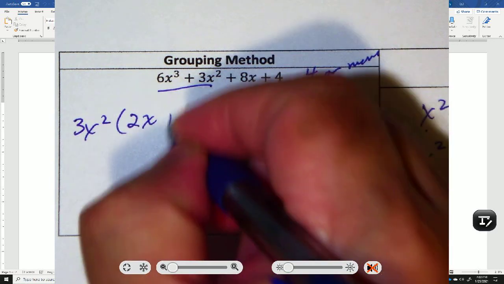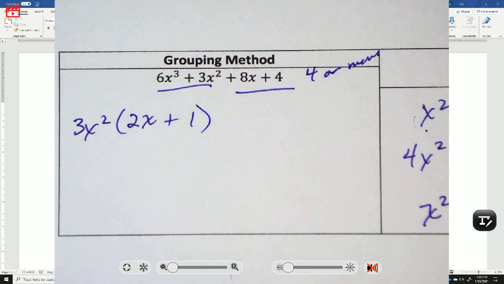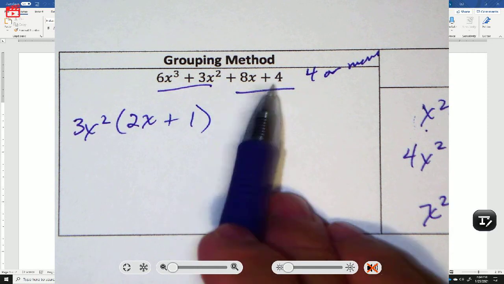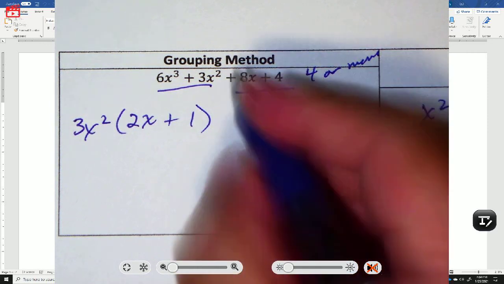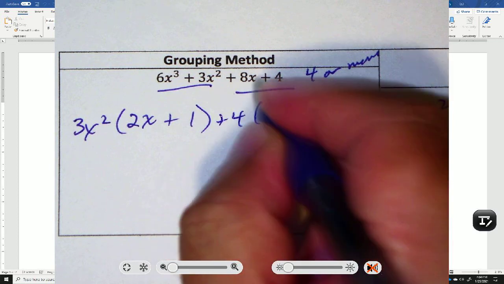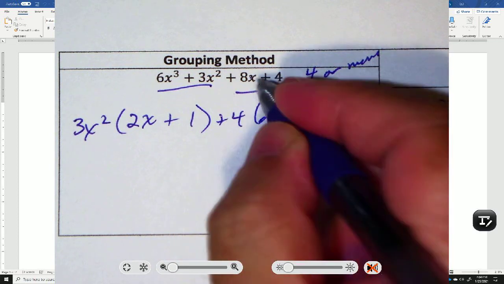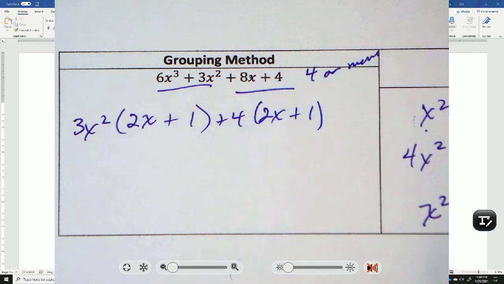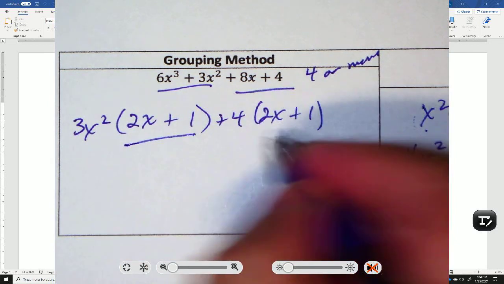That's 1. Now, over here, I'm going to take a 4 out. 4 goes into both 8 and 4. 8 divided by 4 is 2. I didn't do anything with the x, so the x just comes down. 4 divided by 4 is 1. And there you go. Now, look what happened. I got a 2x plus 1 in both of those.